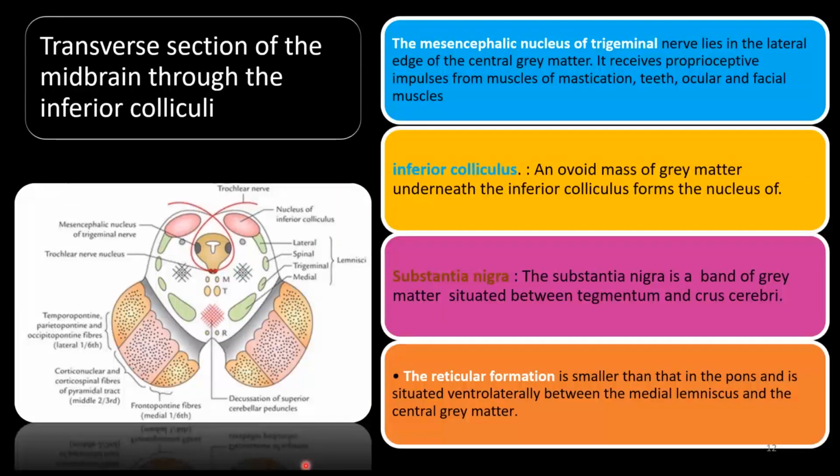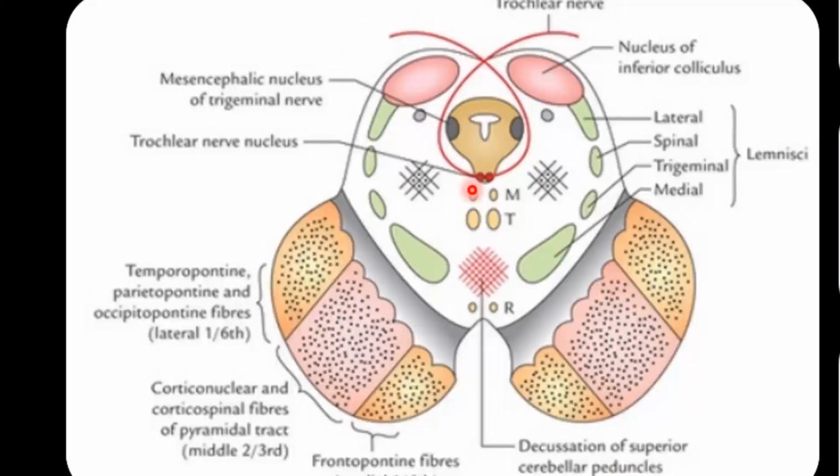Apart from the nucleus of the fourth cranial nerve, the trochlear nerve, we have other nuclei of interest. We have the mesencephalic nucleus, inferior colliculus, substantia nigra, and we have reticular formation. Now, the mesencephalic nucleus will lie in the lateral edge of the central gray matter, and it will receive proprioceptive impulses from muscles of mastication and will contribute to the nuclei of the trigeminal nerve.